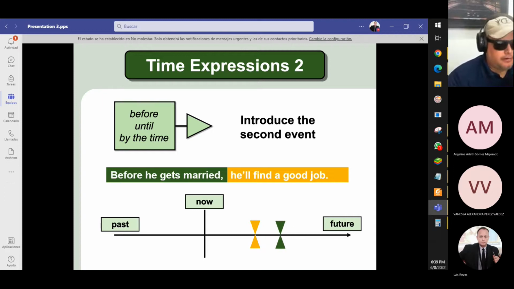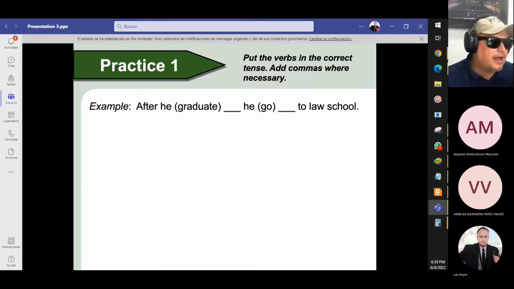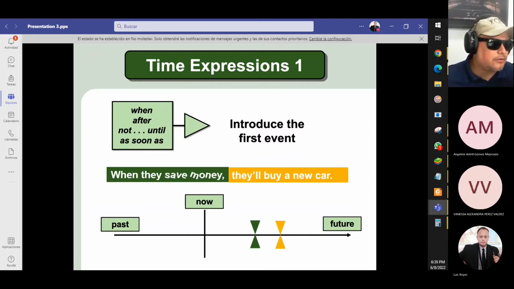Before he gets married. Okay. Eso quiere decir que con cualquiera de estas expresiones, before, until, or by the time, eso que menciones no puede suceder hasta que suceda lo del main clause. Cuando empieces con before, until, or by the time, el objetivo que tú planteaste como la expresión principal tendría que suceder primero. O sea, es lo opuesto a este otro caso.